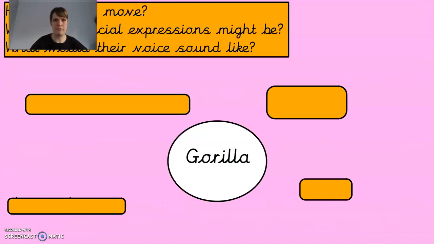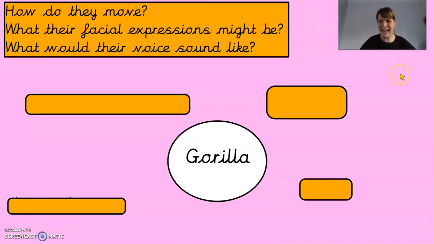Right, on to the next slide. So today's activity, we're going to be thinking about animals. We're going to think about animals being sort of humans. So on my screen here, I have a gorilla and I've got some questions at the top here. How do they move? What their facial expressions might be, and what would their voice sound like?